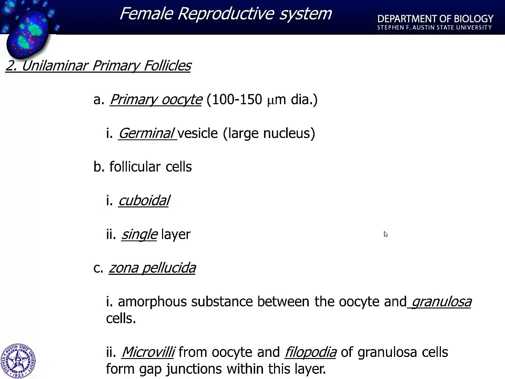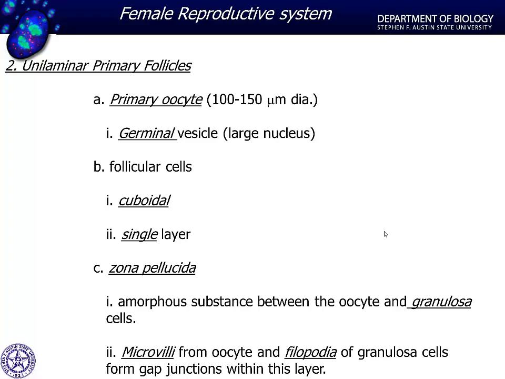So we've got our primary oocyte, and you can see these cells are increasing in size. We've gone from 25 microns, possibly up to 150 microns in diameter. And the nucleus we call the germinal vesicle. You're going to see this very prominent structure inside the cytoplasm of the oocyte. Now, the single layer of follicular cells, these are going to be cuboid to columnar in nature, but they're still going to be a single layer as long as we're calling it a unilaminar primary follicle.